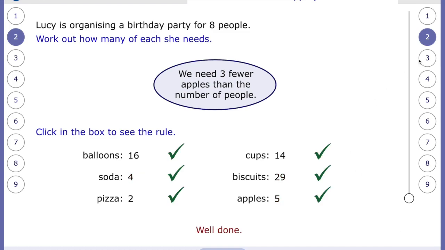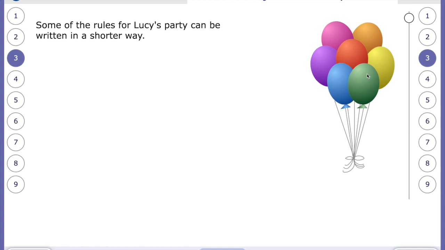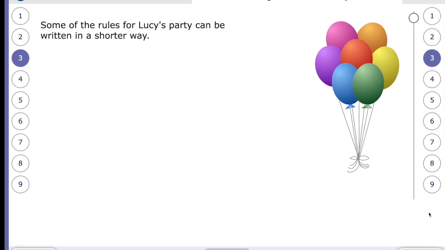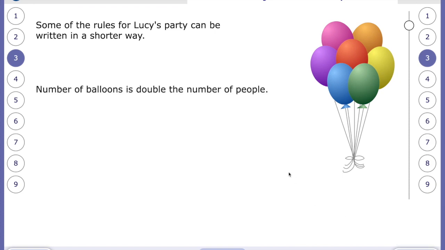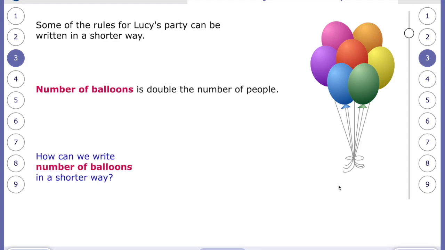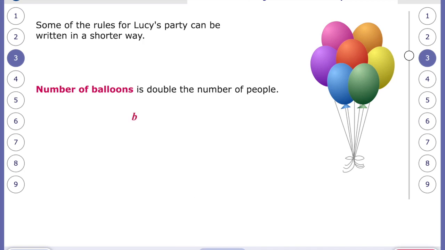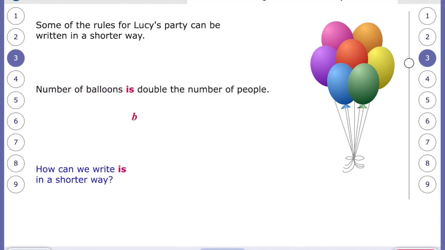Okay? Super. However, some of the rules for Lucy's party can be written in a shorter way. The number of balloons is double the number of people here. So how can we write the number of balloons in a shorter way? Well, we could choose a letter, for example. We could just write balloons, or we could even just write B.